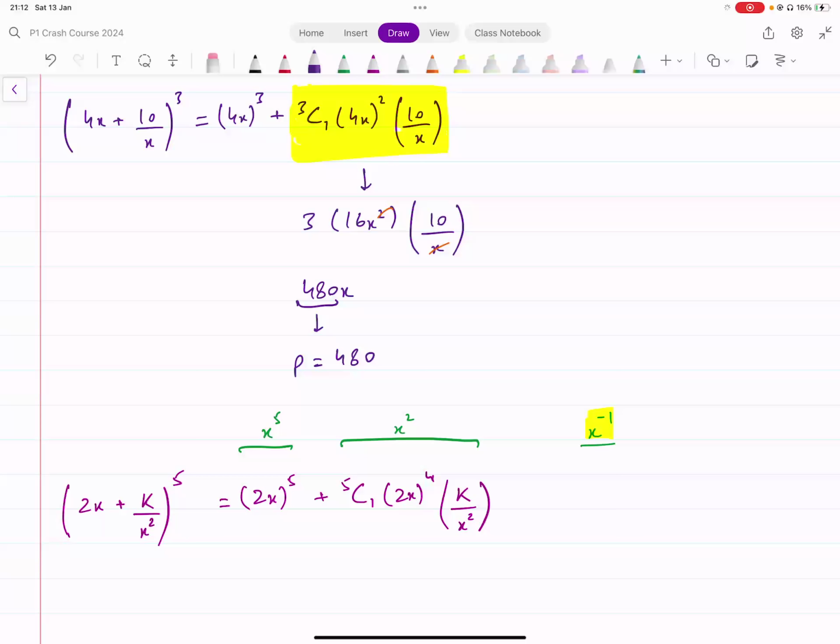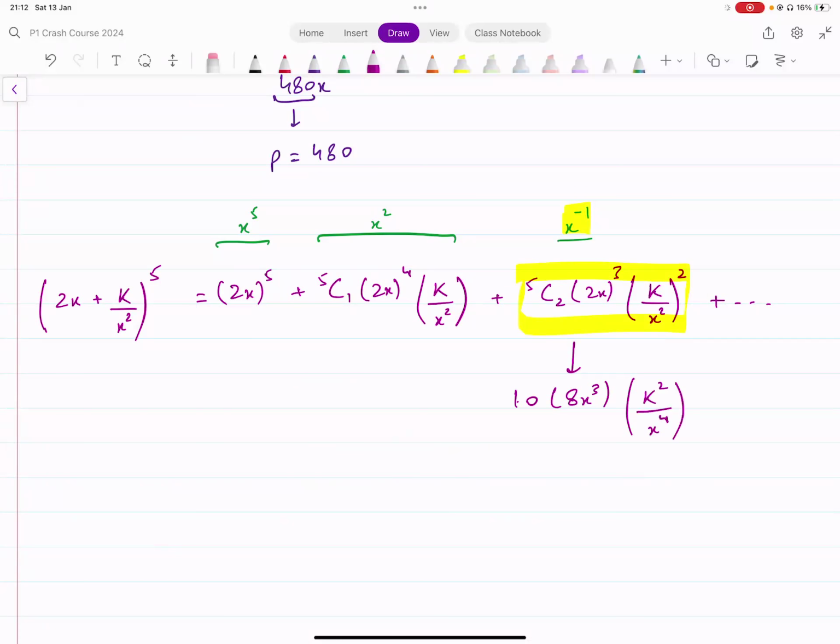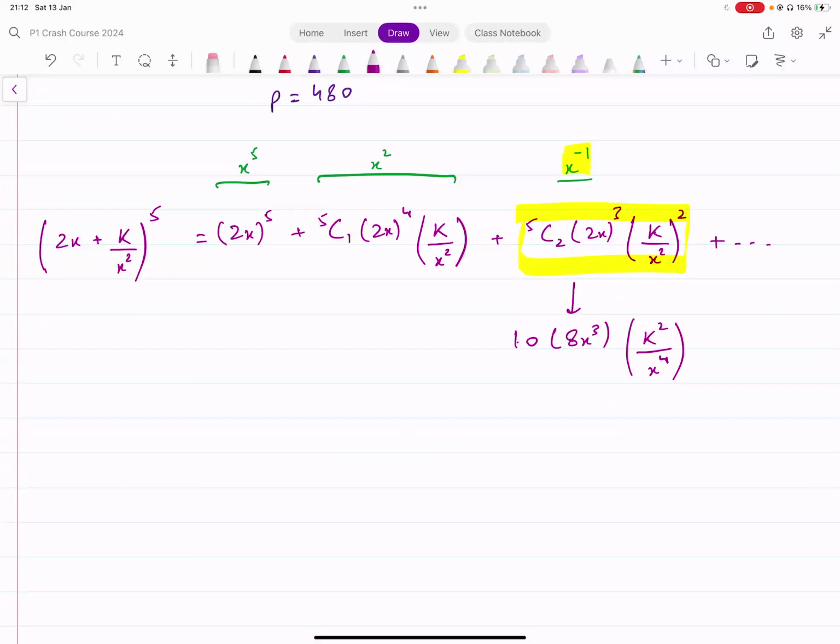Right? So let's just expand one more term, and that gives you 5c2 into (2x) whole raised to power 3 into (k over x squared) whole raised to power 2. Okay, now let's simplify this one and see what this gives us. 5c2 is 10, (2x) cubed is 8x cubed into k squared divided by x raised to power 4. Let's simplify this. 10 into 8 is 80.